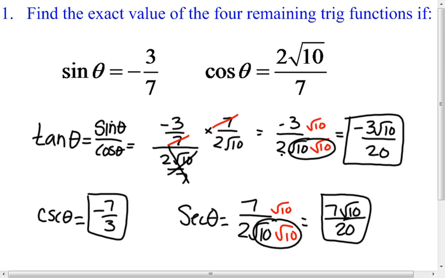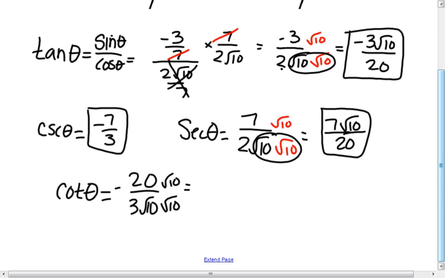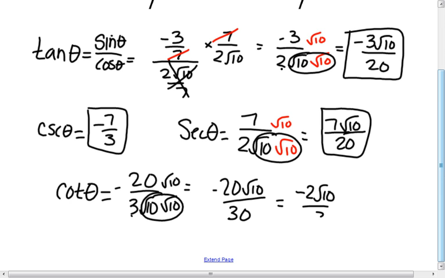And then the last one that I need to find is cotangent. And cotangent is the reciprocal to tangent. So cotangent will be 20 over negative 3 root 10. Again, can't leave a radical in the denominator. So I will have negative 20 root 10 over root 10 times 10 is 10, times 3 is 30. And then, of course, the 20 and the 30 can reduce, so you'll have negative 2 root 10 over 3.